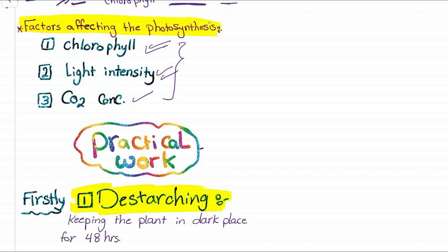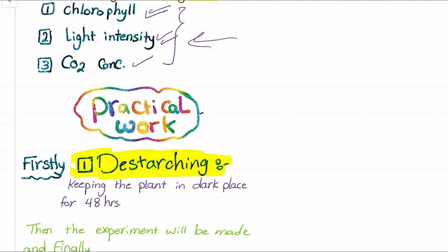Because we are checking the effect of these three factors, before starting any experiment, we need to start with plants with zero starch. How? By removing all the starch. The process is called destarching. D means removing of the starch. How can we remove the starch from the plant?